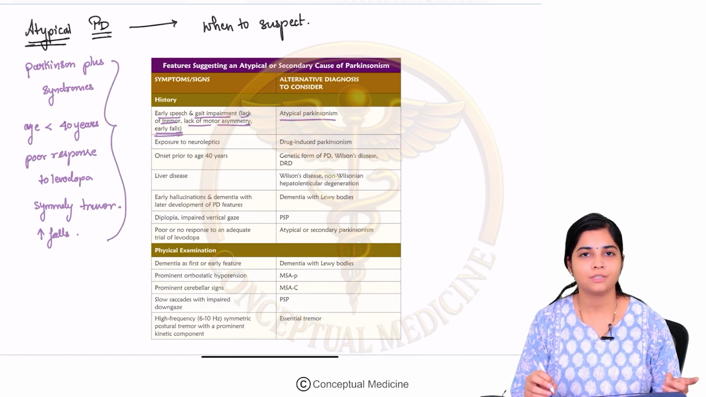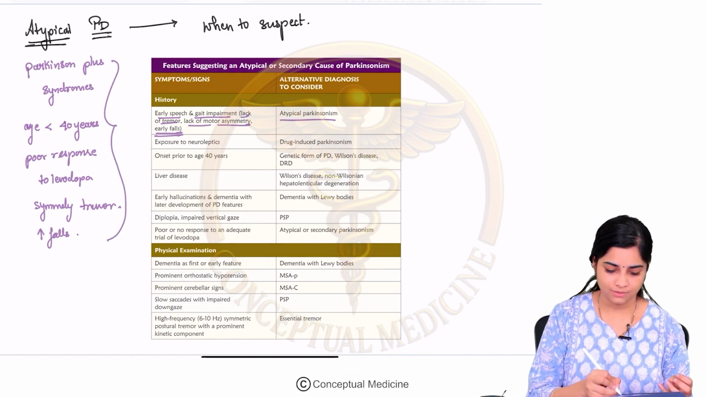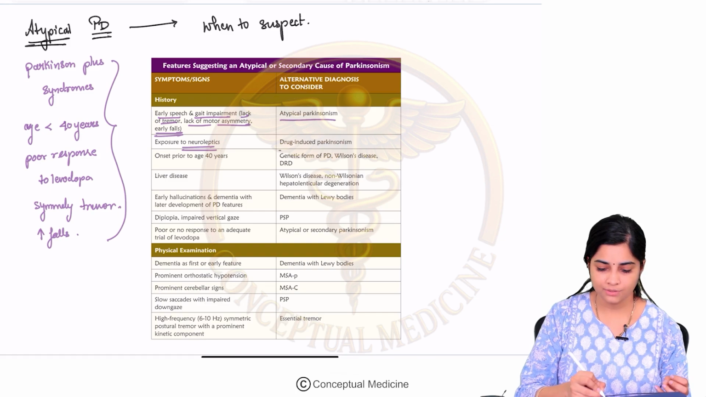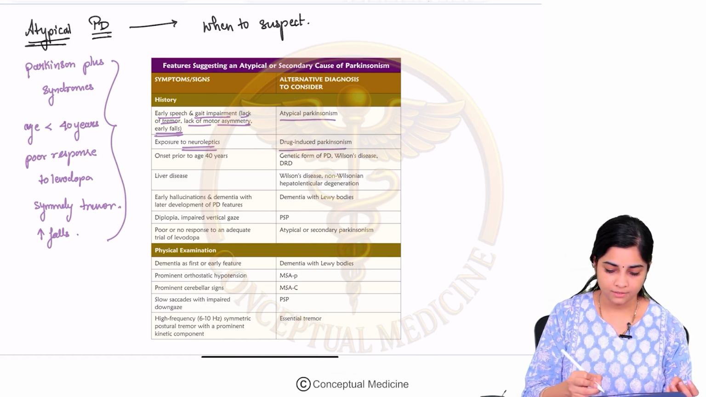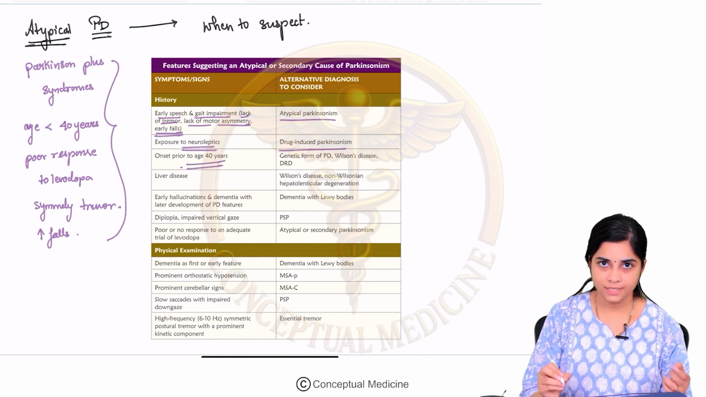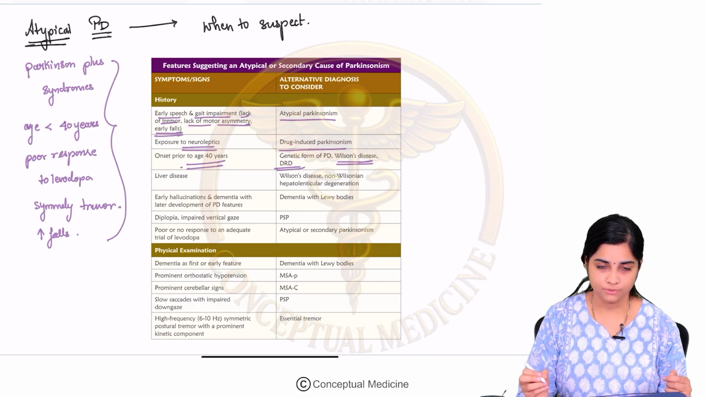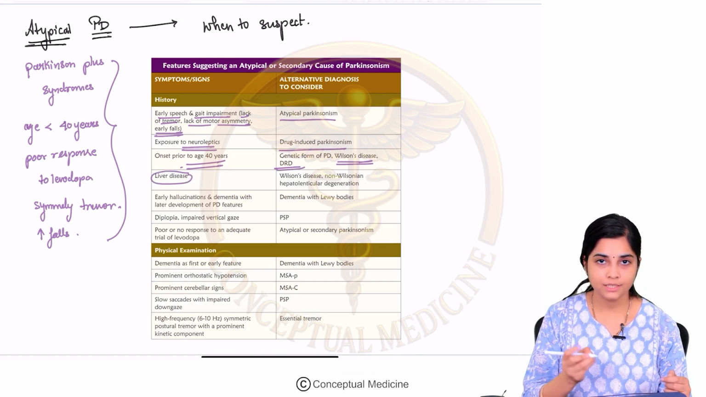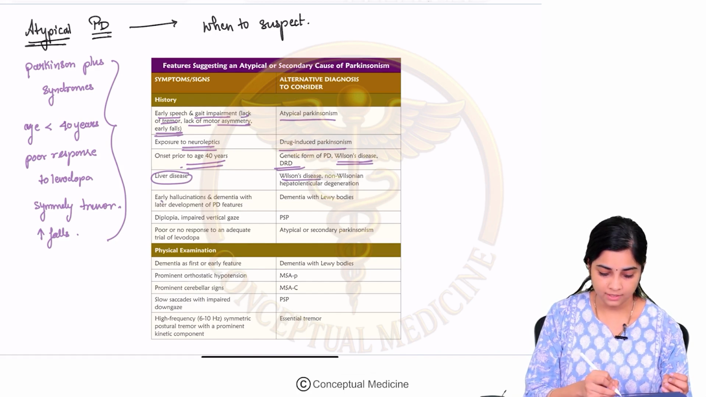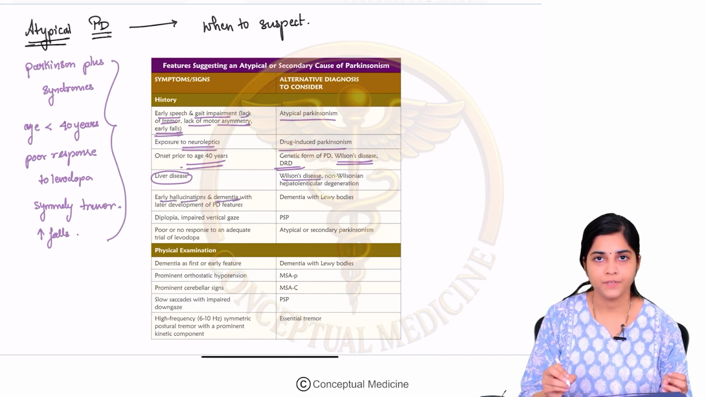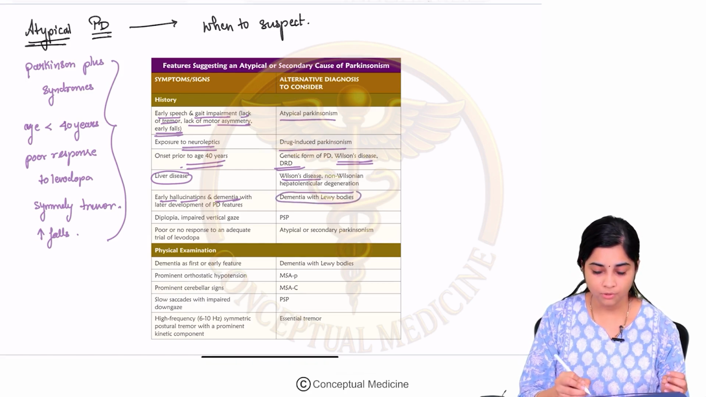Now we have spoken about the differential diagnosis. So what are the other things that you will consider? Exposure to neuroleptics, you think of drug-induced PD that we had discussed, antipsychotics. Then onset less than 40 years of age, again atypical Parkinson's disease, Wilson's disease, dopa-responsive dystonia. If there is associated liver disease with Parkinson's, then definitely think of Wilson's disease. Then early hallucinations and dementia, think of dementia with Lewy bodies.